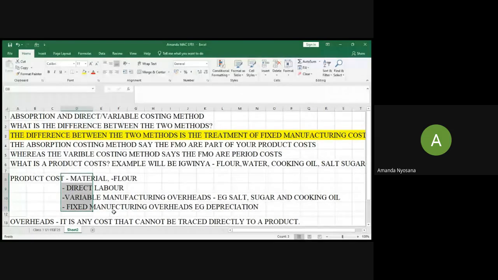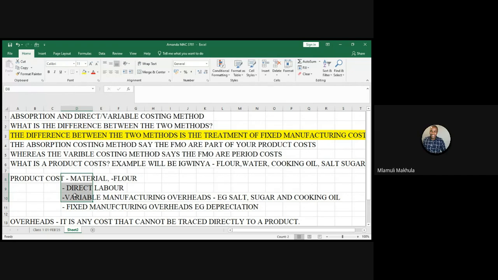Whereas the direct or variable costing method says no. When it comes to me, I only consider these three as a product cost: material, direct labor, and variable manufacturing overhead.